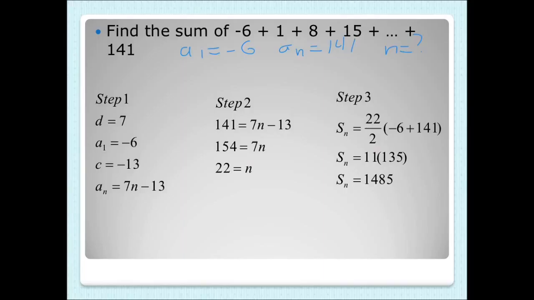This concludes our notes for this lesson. Tomorrow in class, you're going to be applying what you learned today to try and find the sum of various sequences. And again, make sure that you watch out for the problems when you're missing information and you have to find something. Good luck.